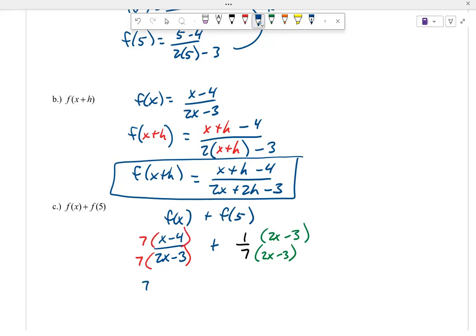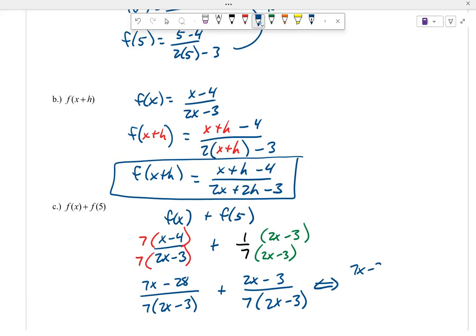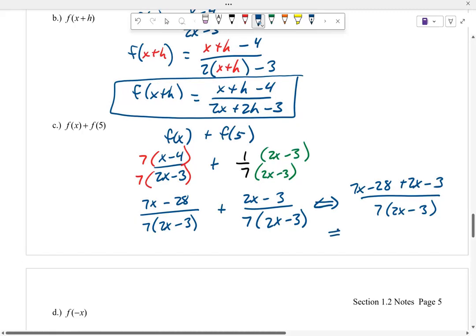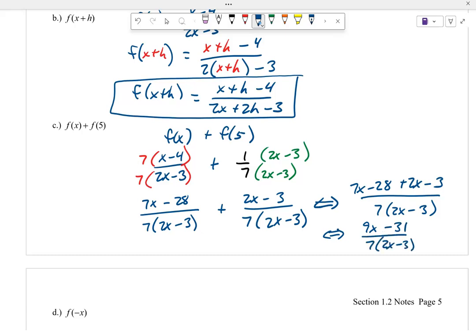So here we would have 7x minus 28 over this 7 times 2x minus 3. And then over here we've got 2x minus 3. I distribute the 1 there. 7 times 2x minus 3. So now they have a common denominator. So I have 7x minus 28 plus 2x minus 3. This is all over that common denominator of 7 times 2x minus 3. Combine any like terms. See the 7x and the 2x gives us the 9x. Negative 28 minus 3 gives me the minus 31. And this is over our common denominator. And that's as far as we can go on that one.